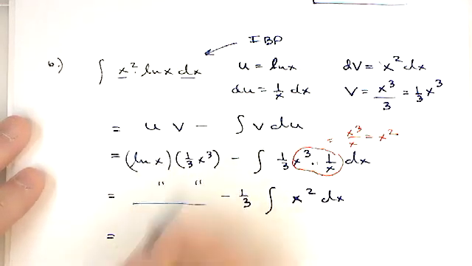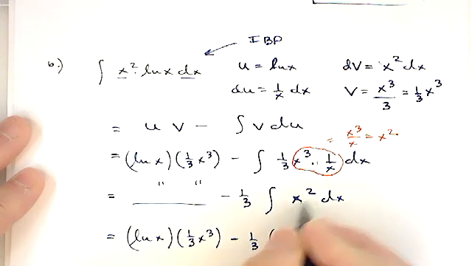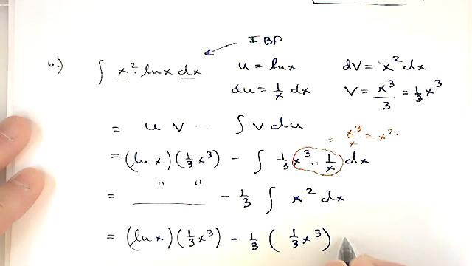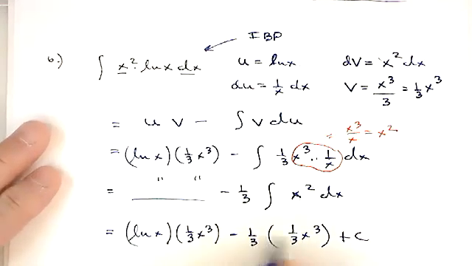And so it would end up being this stuff here. I might as well write it now. Minus 1/3, your antiderivative of x squared. We did this earlier, huh? That's 1/3 x cubed again. Plus c. Again, that could be written as minus 1/9 if you want to.